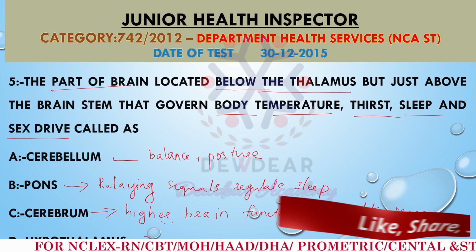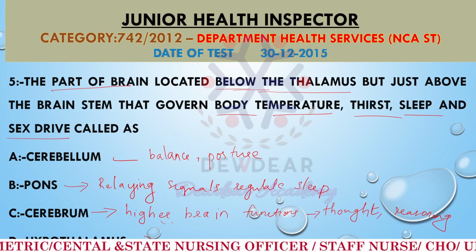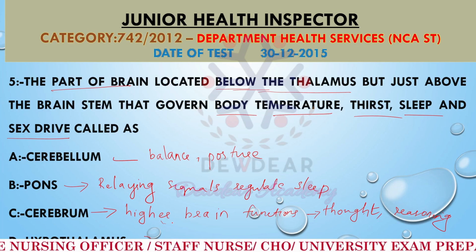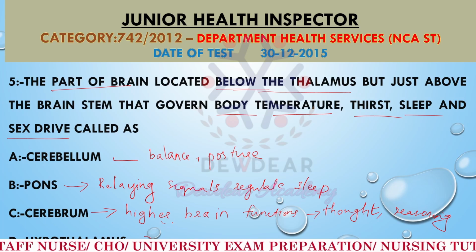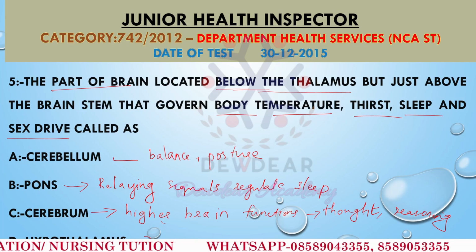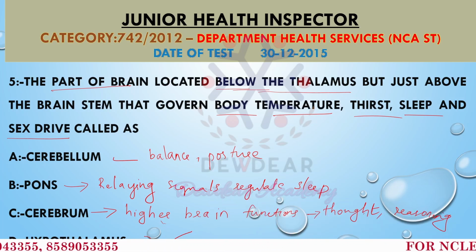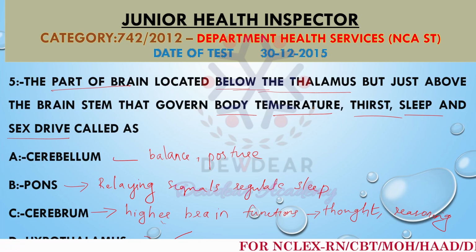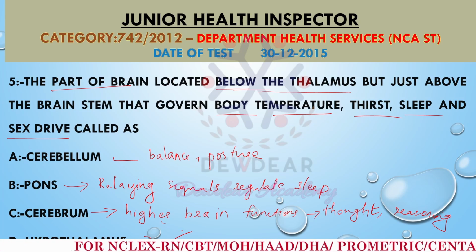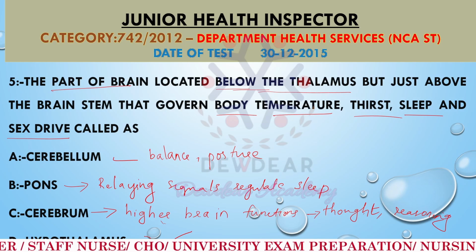So which are the main functions? Regulation of body temperature, thirst and hunger, sleep-wake cycles, then sex drive and reproduction, and also release of hormones via the pituitary gland. So the correct answer is hypothalamus, because that is a brain structure responsible for governing the body temperature, thirst, sleep, and sex drive. Hypothalamus is the part of the brain that is located below the thalamus but just above the brainstem.